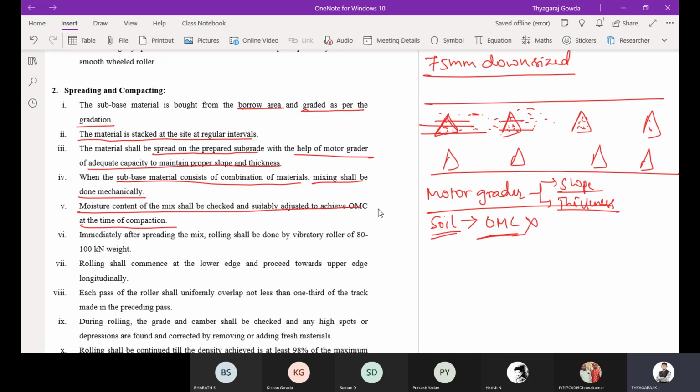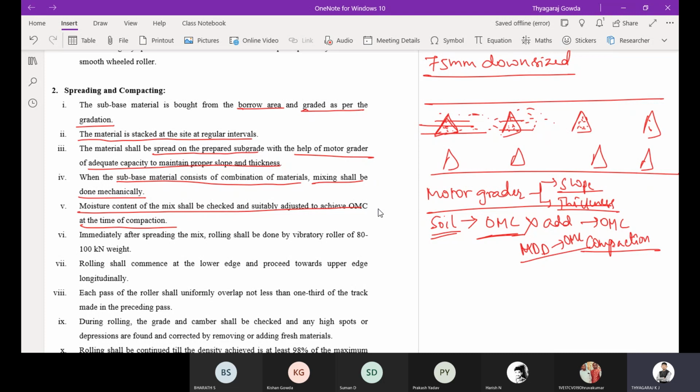If the optimum moisture content is not there, we are going to add water and get the OMC at the time of compaction. That is, during compaction, while achieving the MDD, we should have the soil or the material at OMC.